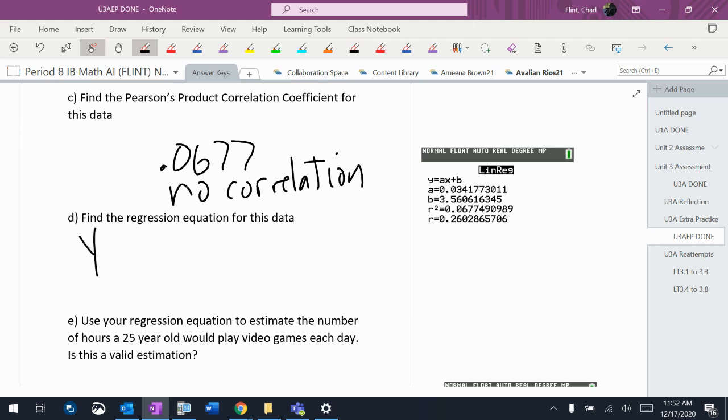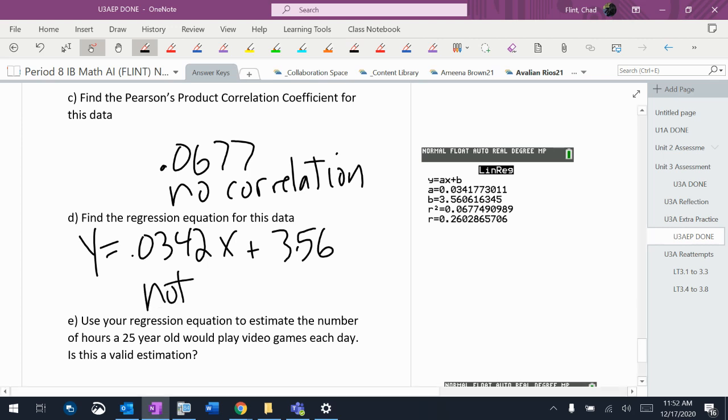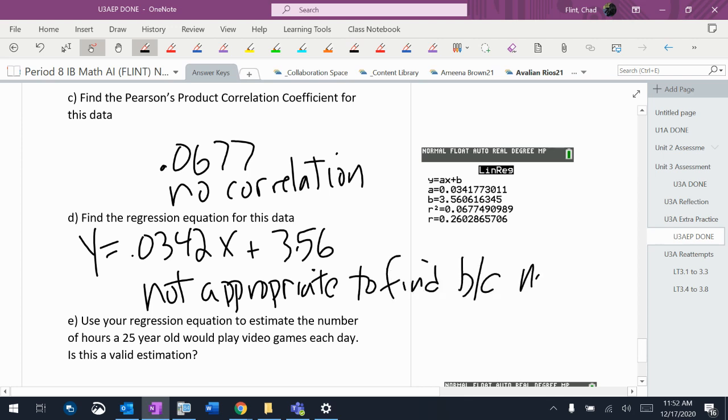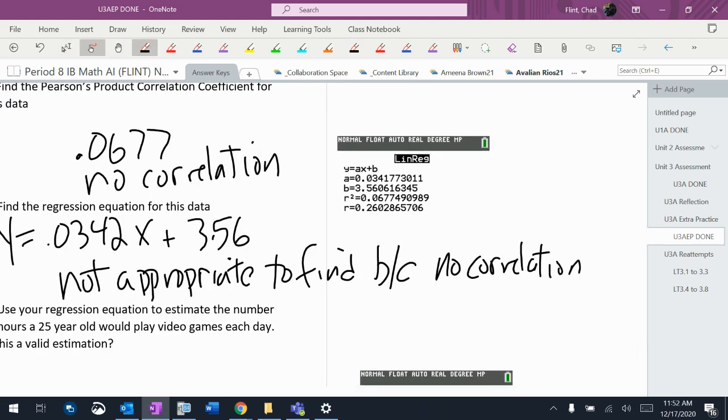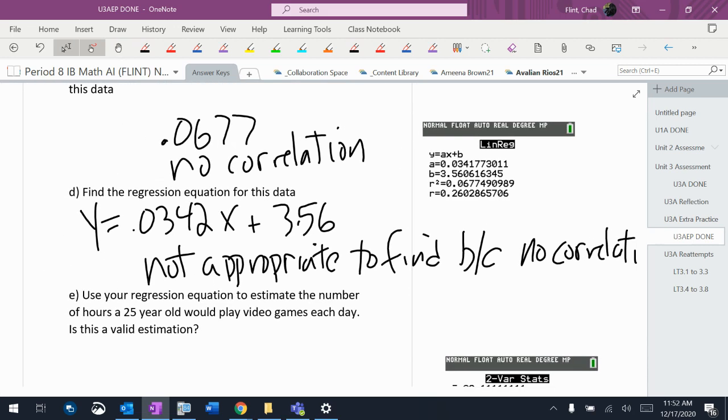Now, I'm going to write the regression equation down, but I'm going to write a second thing down. So it's 0.0342x plus 3.56. Now, unless your correlation coefficient is 0.5 or better, or negative 0.5 or better on either side, the positive or the negative, it's not appropriate to find this. So you could have written down not appropriate to find because there's no correlation. Because if there's no correlation, finding a regression equation, there's not really a point to it.